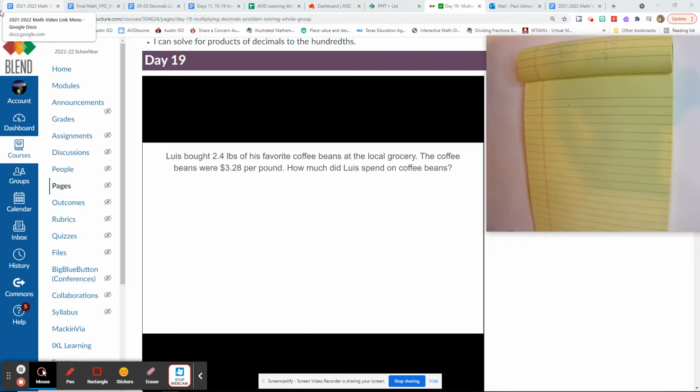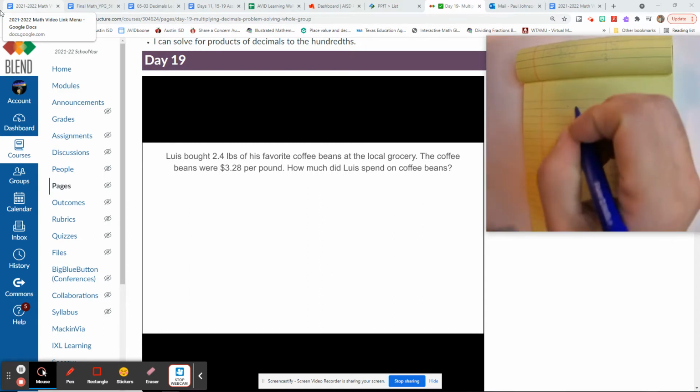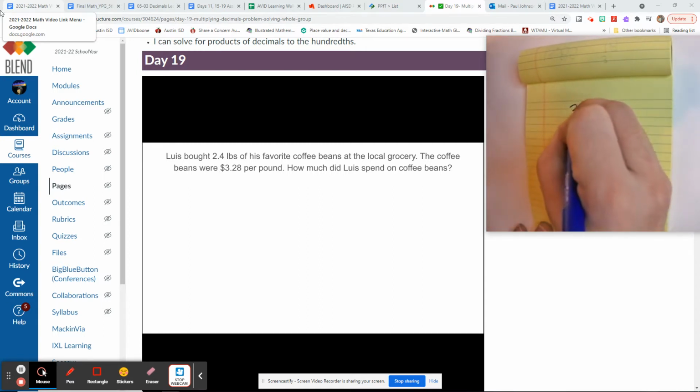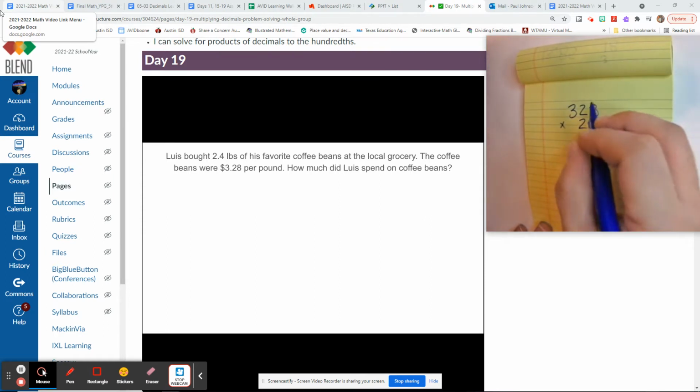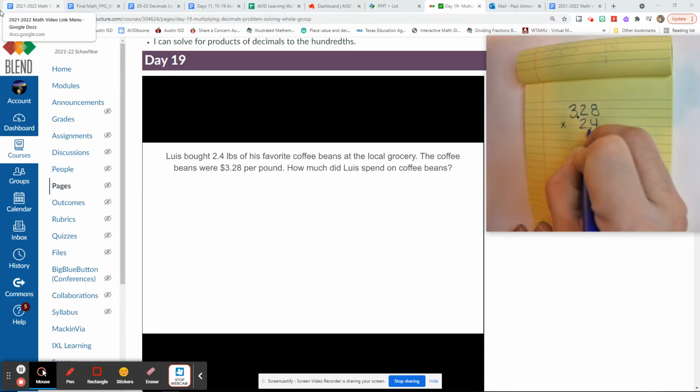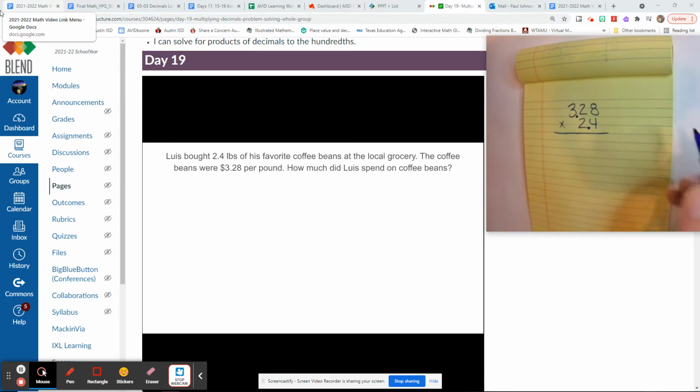All right, so ignore the decimal points in those numbers. Set up that problem, like it's 328 times 24. Okay, so we're talking 328 times 24. Now let's put the decimal points back in. That might help you get around that feeling like you're doing it wrong.